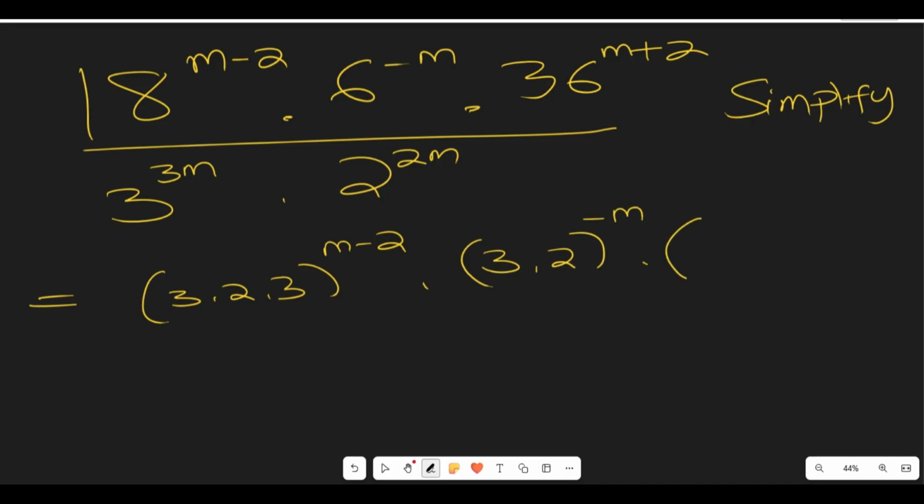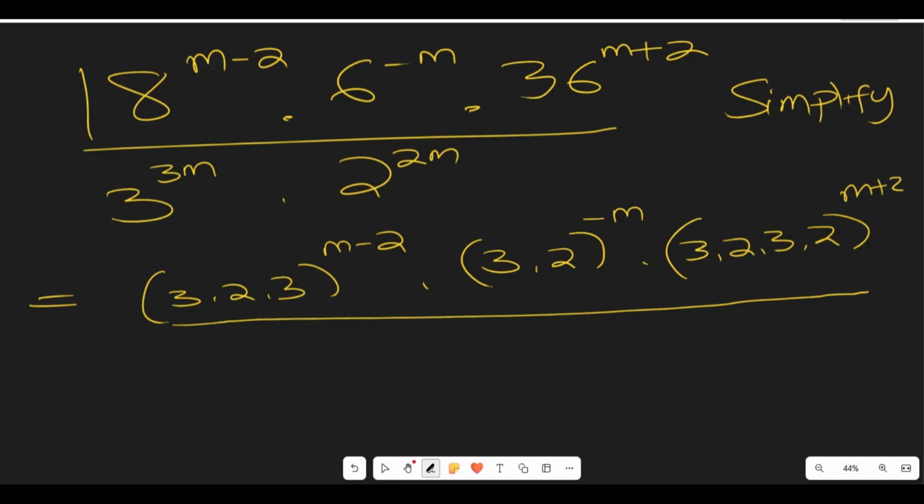And then the last one, 36. 36 is 6 times 6, right? So it's 3 multiplied by 2, which is 6, times 6, right? 3 multiplied by 2 again, which is to the power m plus 2. So you can break these numbers down, and just check whether there is any number that you can further break down. Now, you have 3 and 2, so they're in simplest form. So 3 to the power 3m multiplied by 2 to the power 2m.